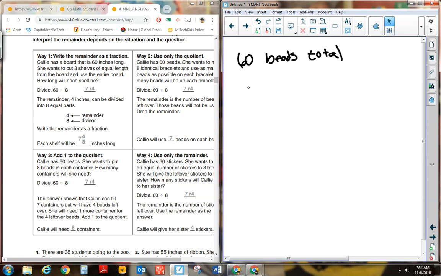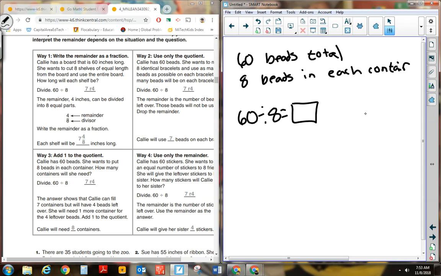She wants to put 8 beads in each container. How many containers will she need? So we're going to do 60 divided by 8 equals something.